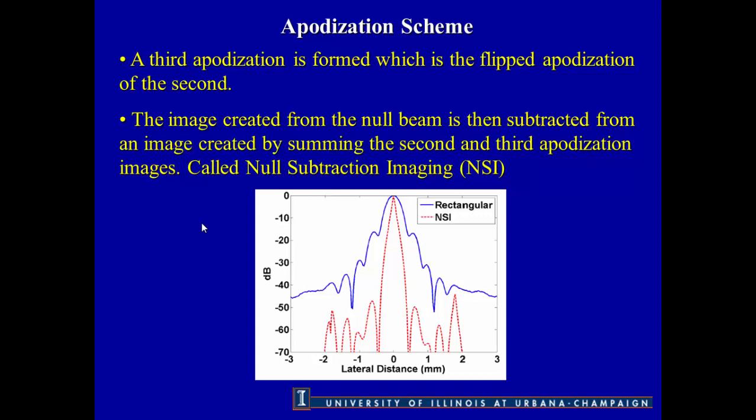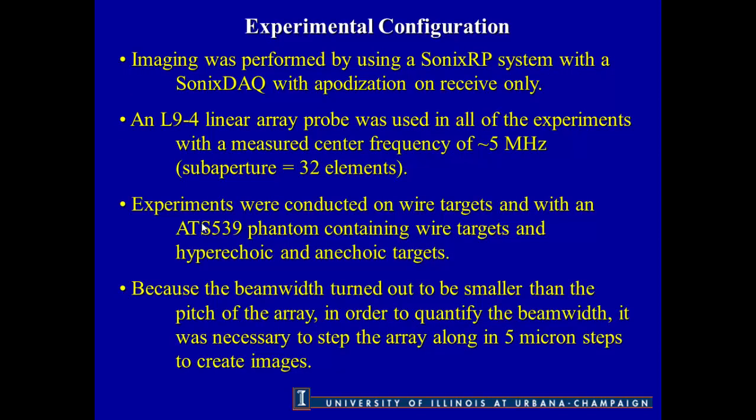And if you look at the minus 3 dB width here, because we're just doing this on receive, it's much narrower than what you would get with your conventional beam, which is diffraction limited. So we're going to look at a few experiments. We're going to look at experiments mainly today to show how this particular technique performs under a series of different imaging tasks. What we use is just a simple Sonix RP with a SonixDAQ with apodization on receive only.